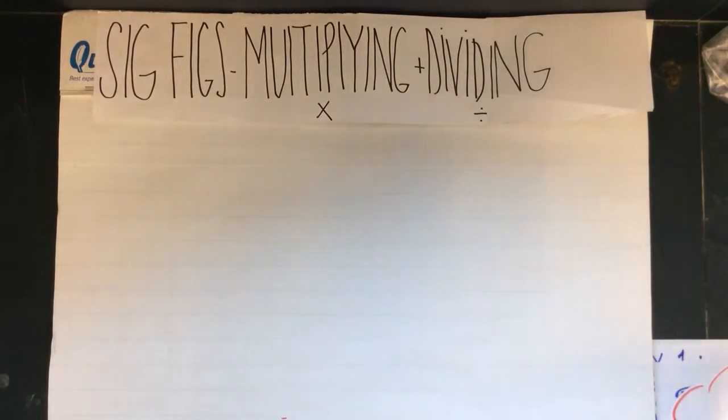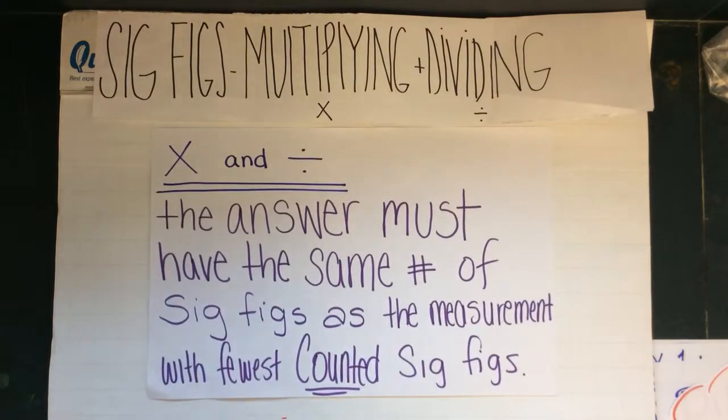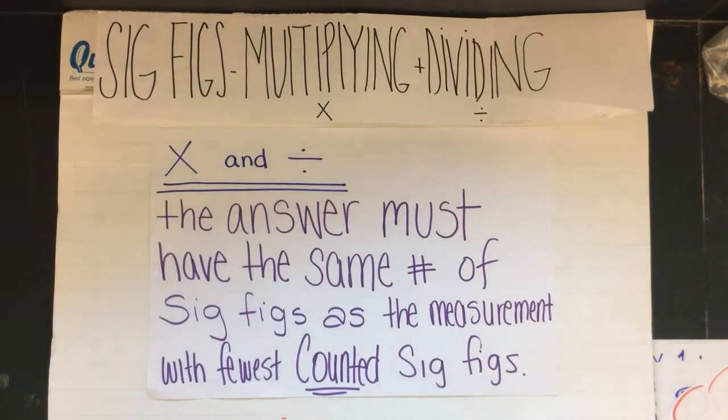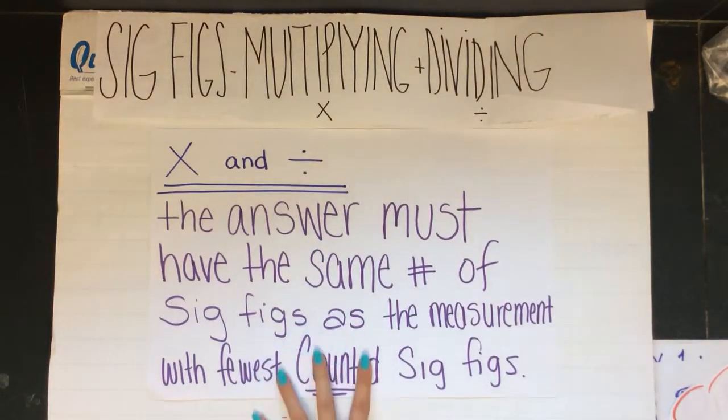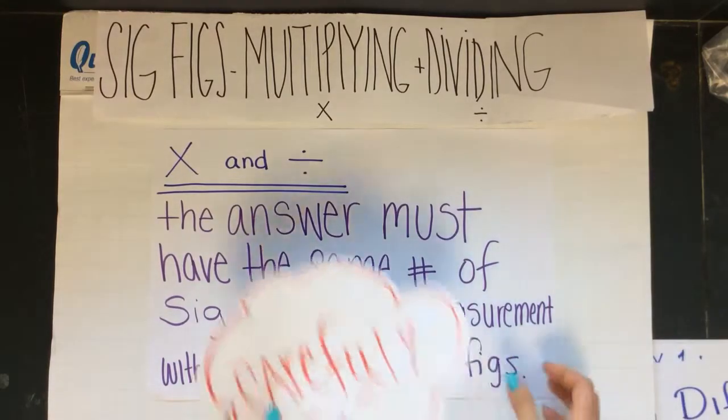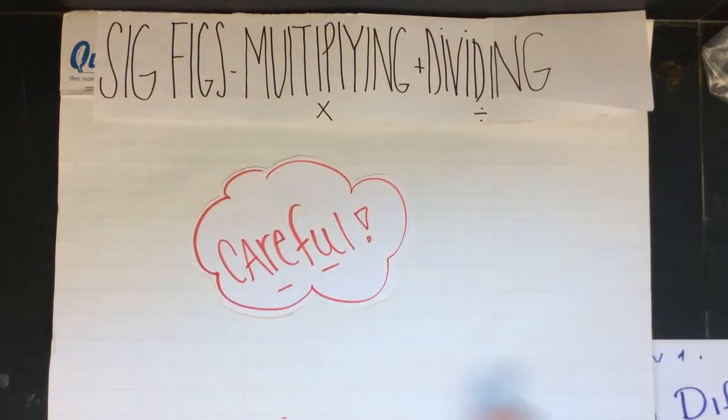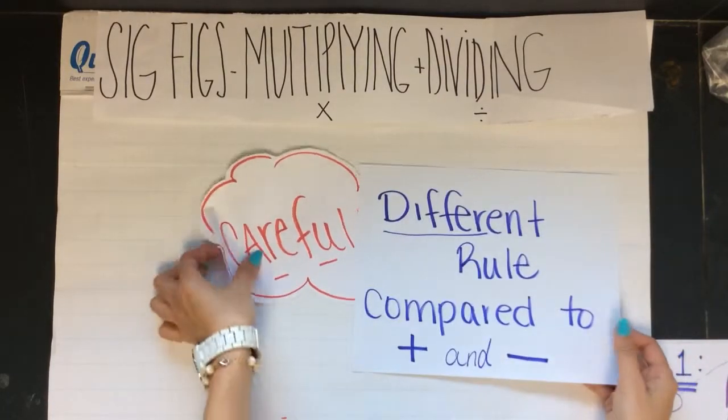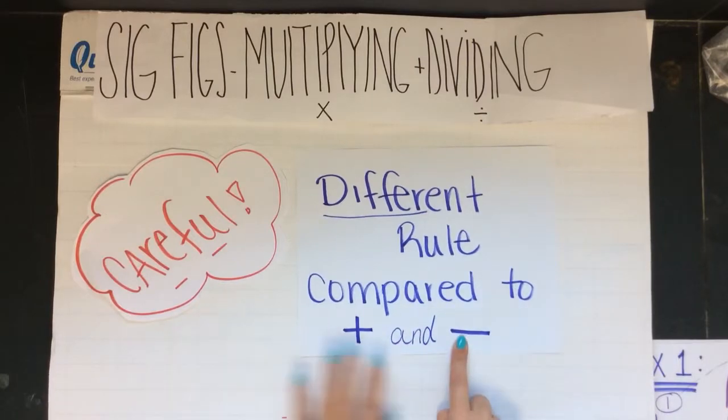The sig fig rule for multiplying and dividing is that the answer must have the same number of sig figs as the measurement with the fewest counted sig figs. That's important to emphasize, so take a second and underline that: counted sig figs. You have to be very careful because this is not the same rule as adding and subtracting. It's a different rule compared to adding and subtracting.